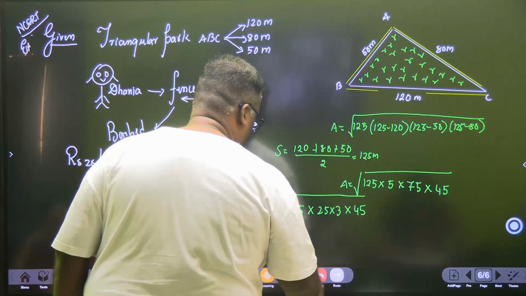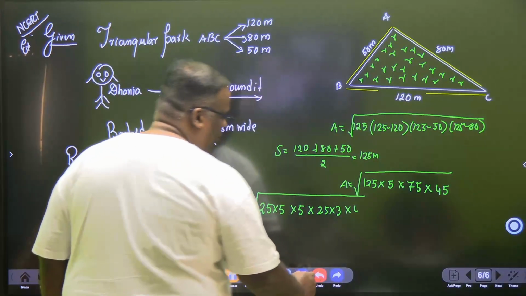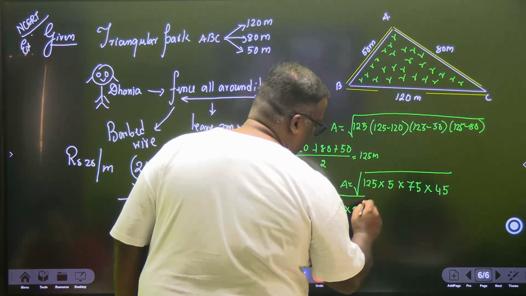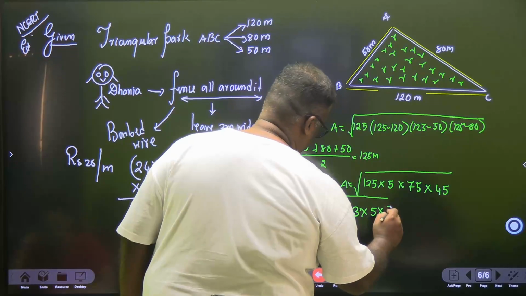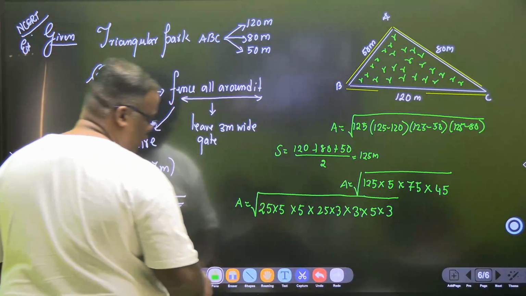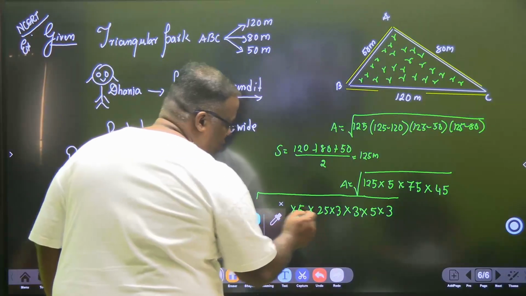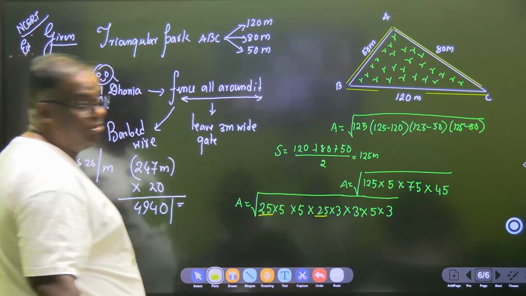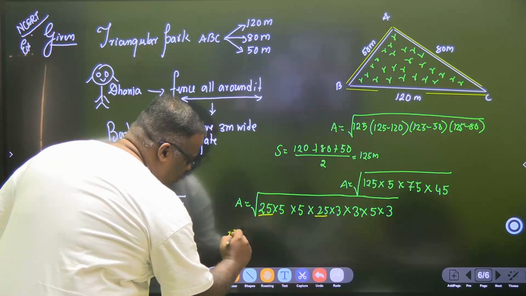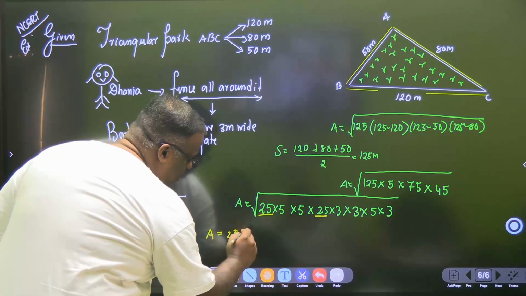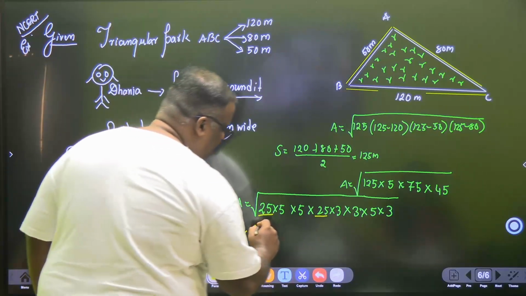45 can be broken as 3 into 15, since 15 threes are 45. 15 can be further broken as 5 into 3. Now look, the match is beautiful. Now you have a 25 and a 25. 25, 25. So 125 comes out. Yes or no? Hey, why are you all silent?